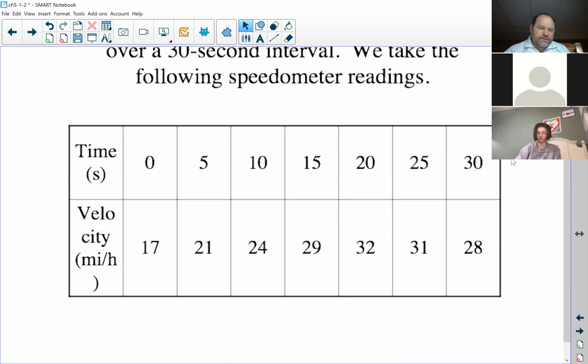So we can use this information to calculate distance, except for one problem. Can anyone spot the problem? Give you a hint. Time is in seconds and velocity is measured in miles per hour. So we do have a units issue, but we can take care of that.